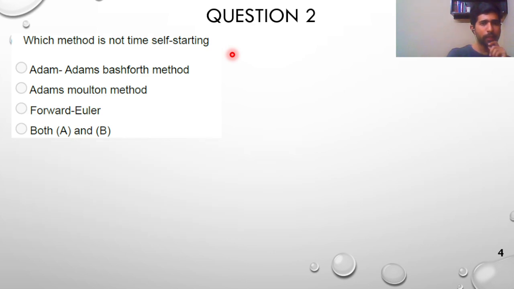Which method is not time self-starting? Time self-starting means you can start from initial conditions only. You need only initial conditions to march in time and get the solutions. That is called time self-starting. Now, which of the methods is not time self-starting? Can you write the answer in the chat box?